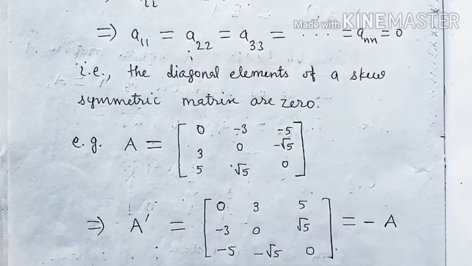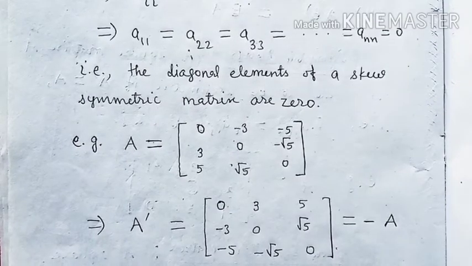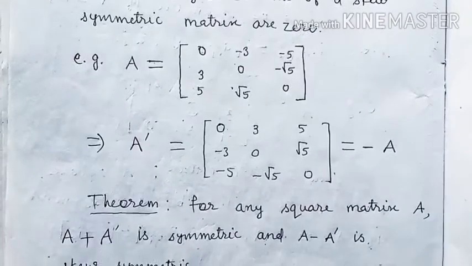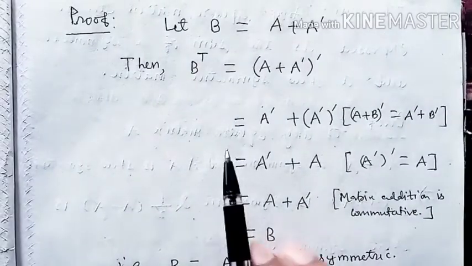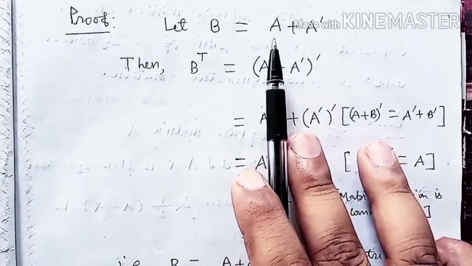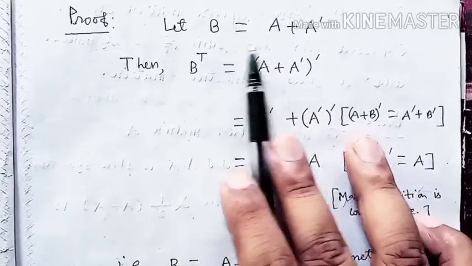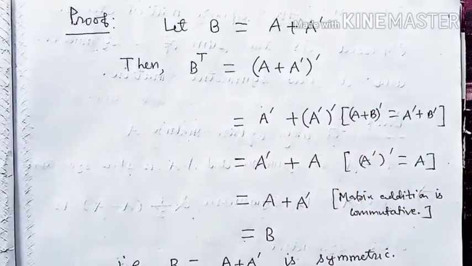Now let us discuss some theorems related to symmetric and skew symmetric matrices. For any square matrix A, A plus A dash is symmetric and A minus A dash is skew symmetric. Let us prove it. We are going to prove A plus A dash is symmetric. For it, let B is equal to A plus A dash. Now we have to show that transpose of B is equal to B.